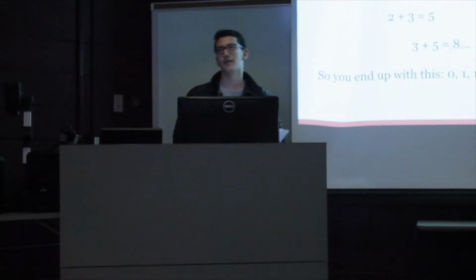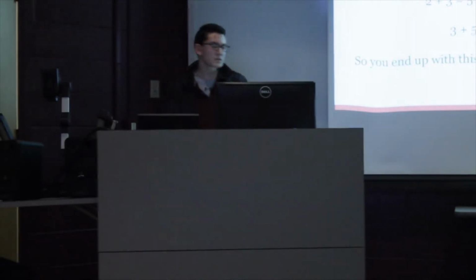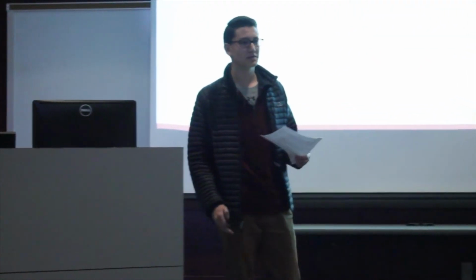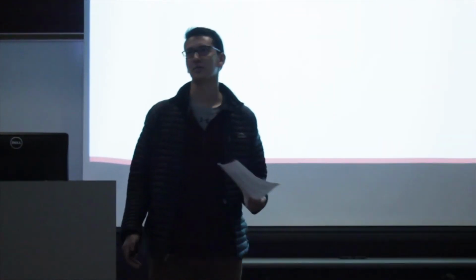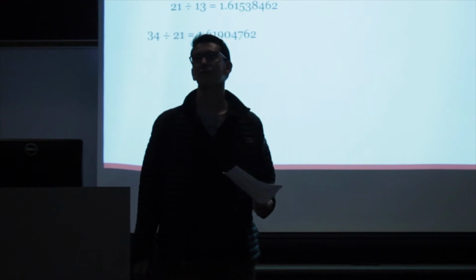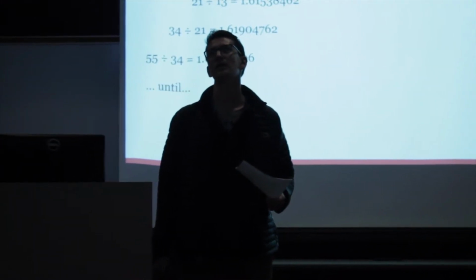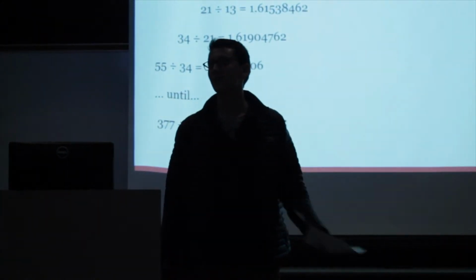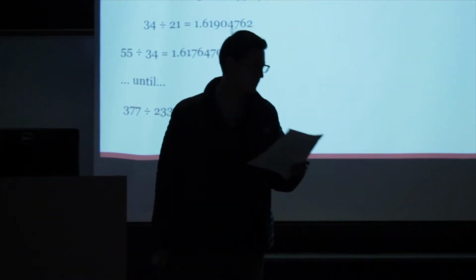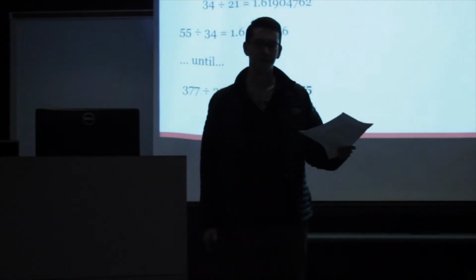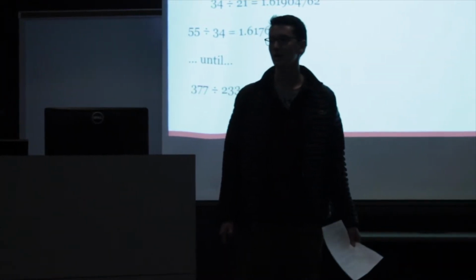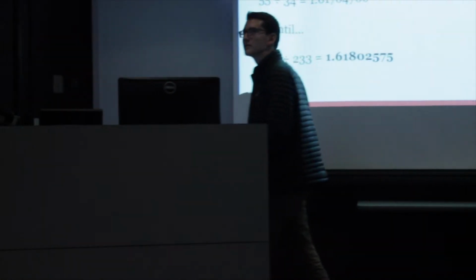What's special about these numbers is that if you divide each consecutive term by its predecessor, you gradually approach phi, which is 1.61. 21 over 13 is 1.615, 34 over 21 is 1.619, until you get to 377 over 233, which is 1.618. So this goes on, and as you take larger and larger numbers in the Fibonacci sequence, you get closer and closer to the golden ratio.